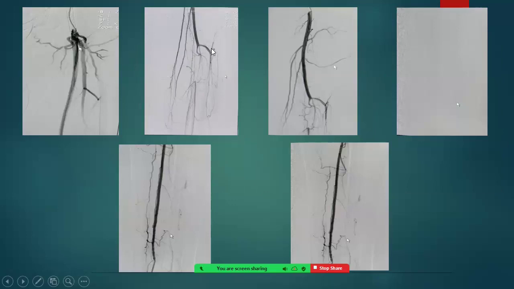Within 2 weeks, after the inflow disease is corrected, the patient has the formation of the collaterals and visualization of this ATA and PTA vessel. So now we can have a better result by doing the BTK angioplasty. So this is the importance of the time given to the patient after 2 weeks, so he can develop the collaterals. So we can have a better result in the second sitting.